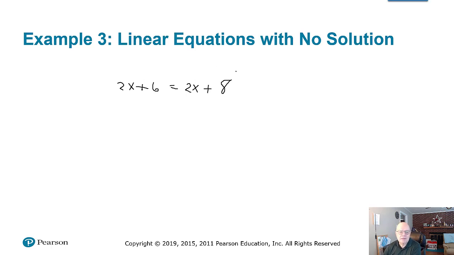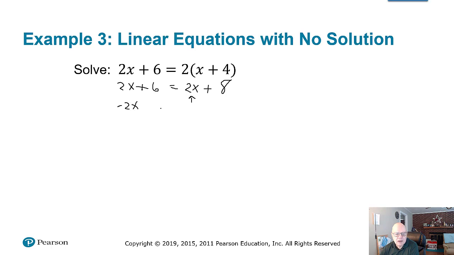Now what's next? There we go. What's next is you want to get all the x's on one side, all the numbers on the other side. So let's get rid of this 2x. We'll subtract 2x here, subtract 2x there. What do we have so far? Well, just 6 over here, and over here we have 8.